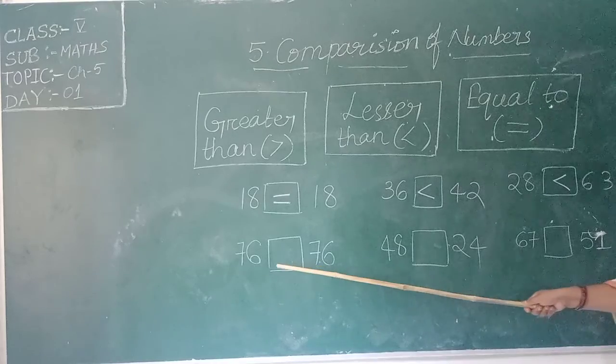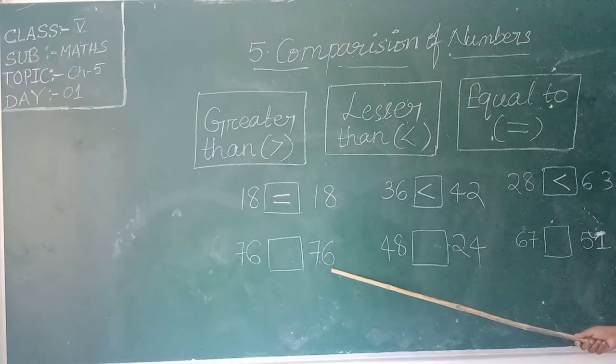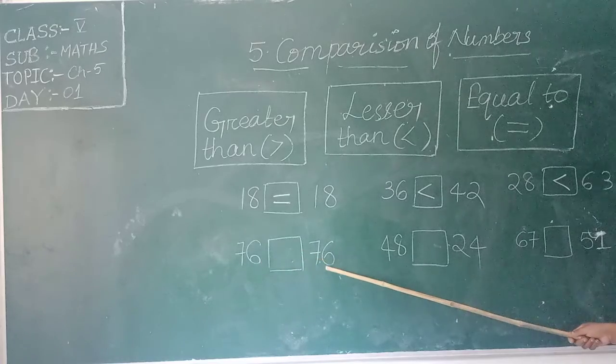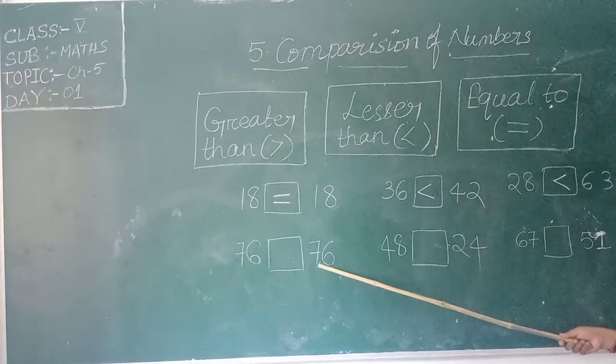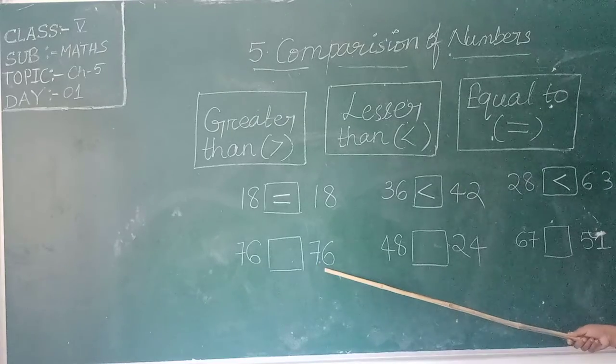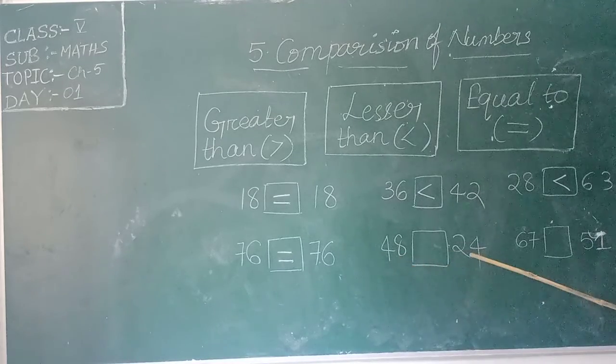Next one, see what is given, 76 and 76. Compare both numbers. Is it greater or less or equal? Both the numbers are equal to each other. Which symbol do we keep there? Equal to symbol.